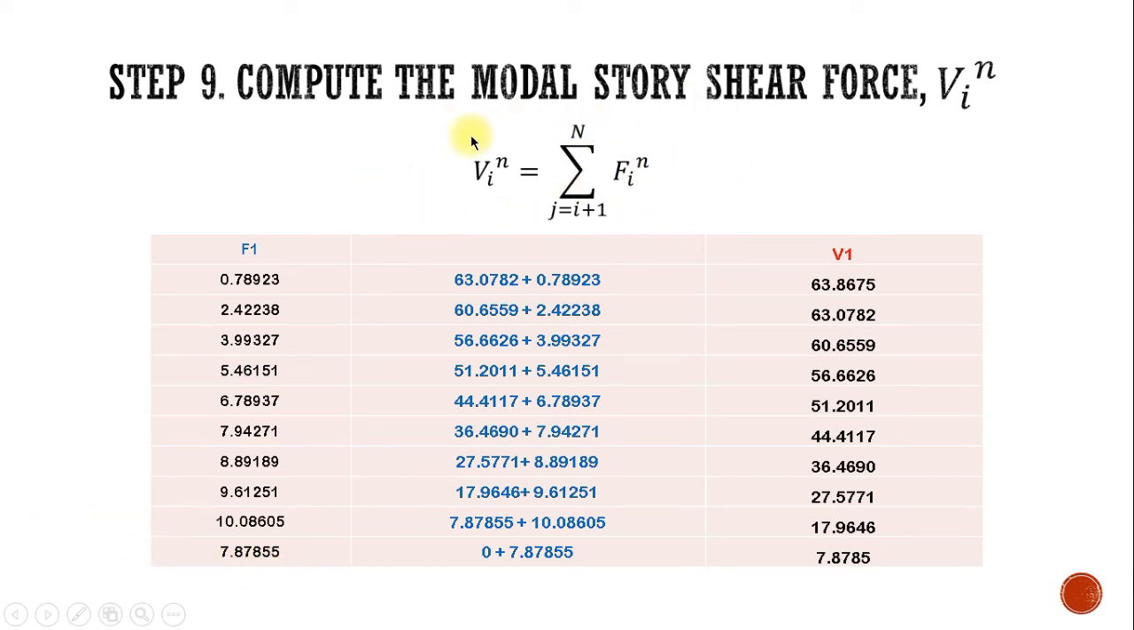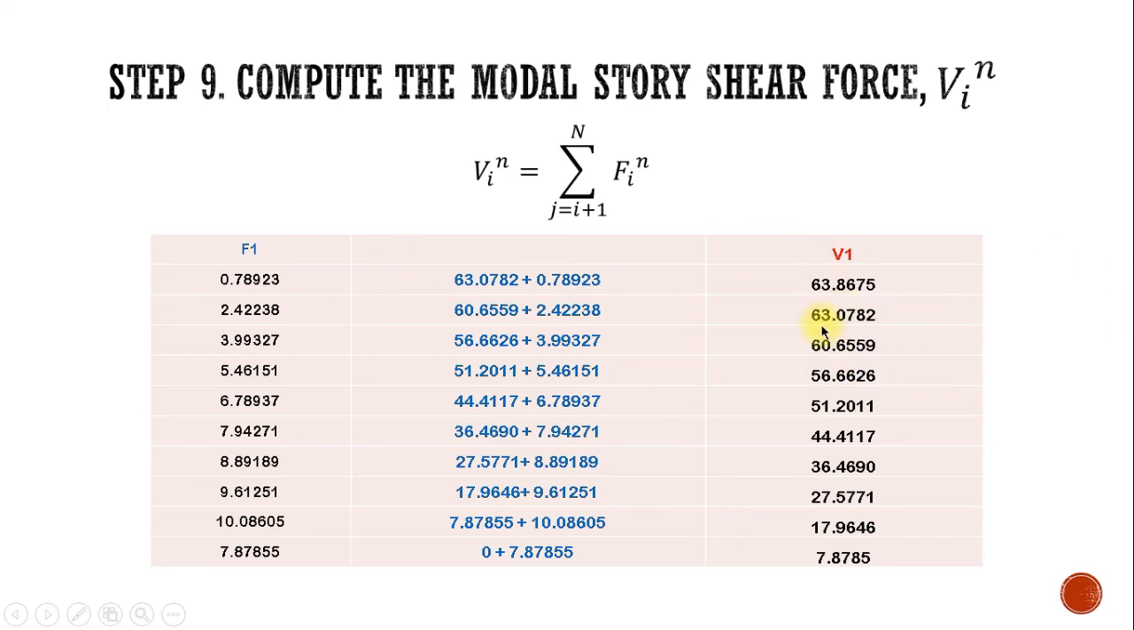By applying this formula, we start here at the top. 0 plus 7.87855, and the result is 7.8785. The result of this, we add to the lateral force at the 9th floor. This will be the solution, and this is the result. The result of this, we add to the lateral force at the 8th floor. This is our solution, and this is the result. And so on. That is the pattern, up until we reach our first floor.